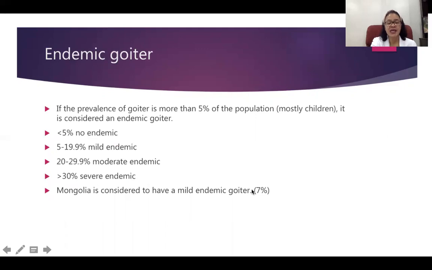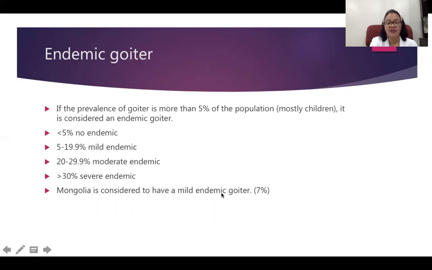So when do you say it's already endemic? If the prevalence of goiter is already more than 5%. It's just 5% of the population. Now we have the pandemic, which is more than 50% of the world population.